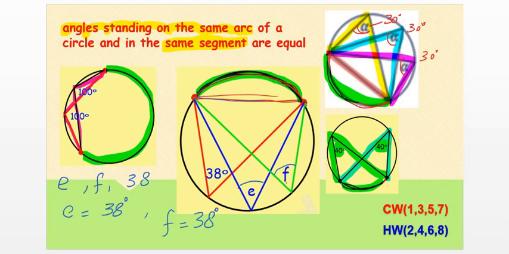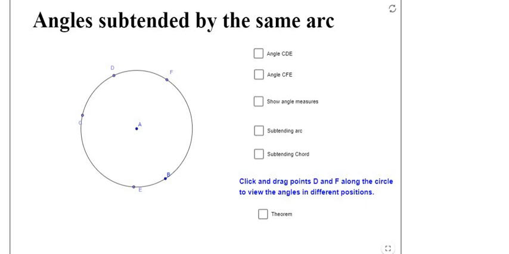Let me show you a live explanation of this idea. Just wait one minute. Here is the explanation.